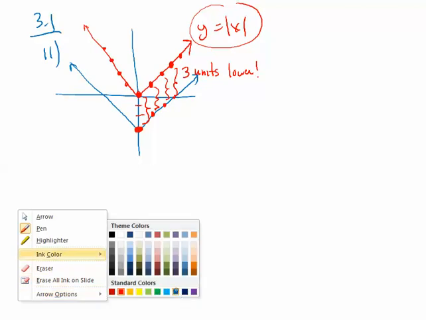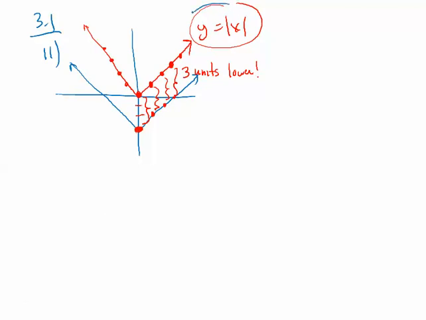And then what you want to realize is, if the equation of this guy is absolute value of x, what's the equation of the blue graph? The equation of the blue graph would be absolute value of x, subtract 3, because we went down 3 units.